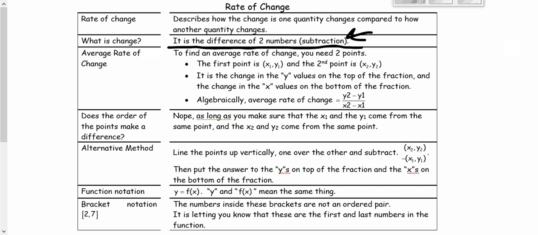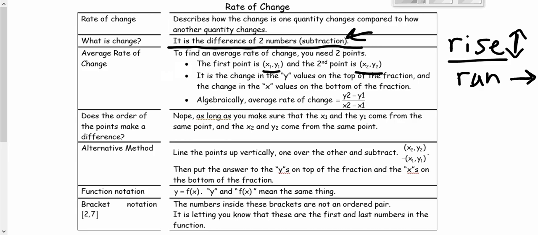And so we can talk about the first point being our x1 and y1, and the second point being x2 and y2. You always want to talk about your y values being on top and your x values being in the bottom of the fraction. So sometimes you'll hear this described, especially a lot in linear functions, as your rise over your run. So you're up and down over your side to side. Okay. If you've heard of slope before, you probably have seen the slope formula, which looks like this.